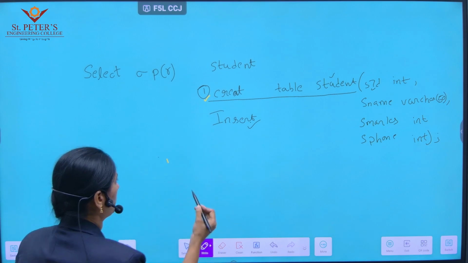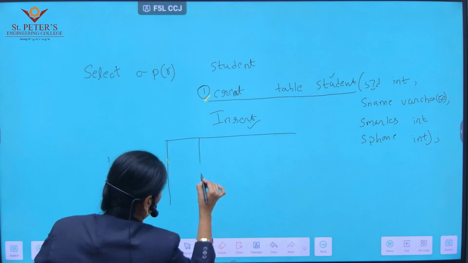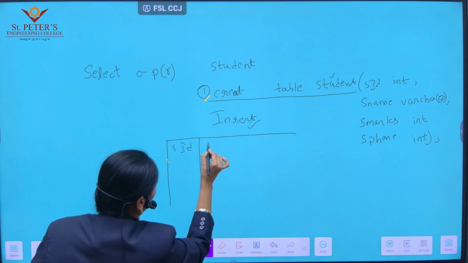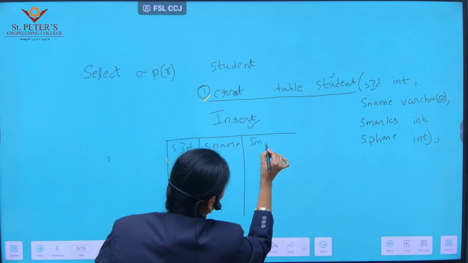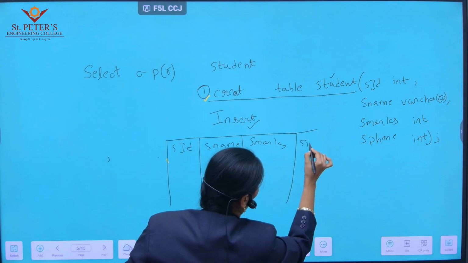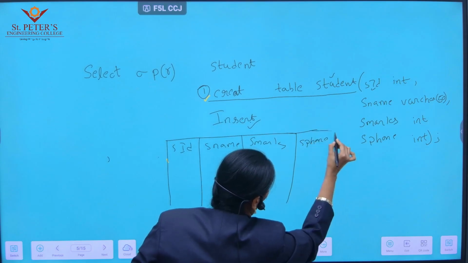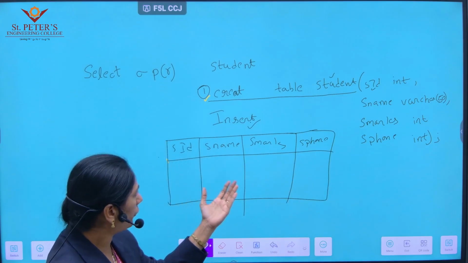That table looks like this. Student ID, student name, student marks, and last one more column name is called student phone number. My table looks like this. These 4 columns only.